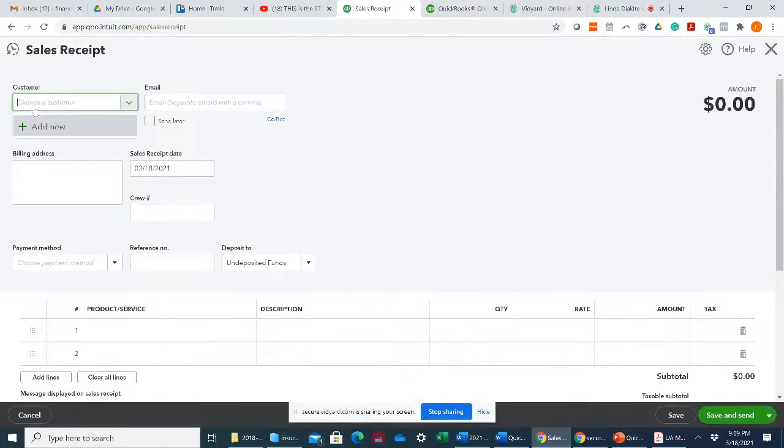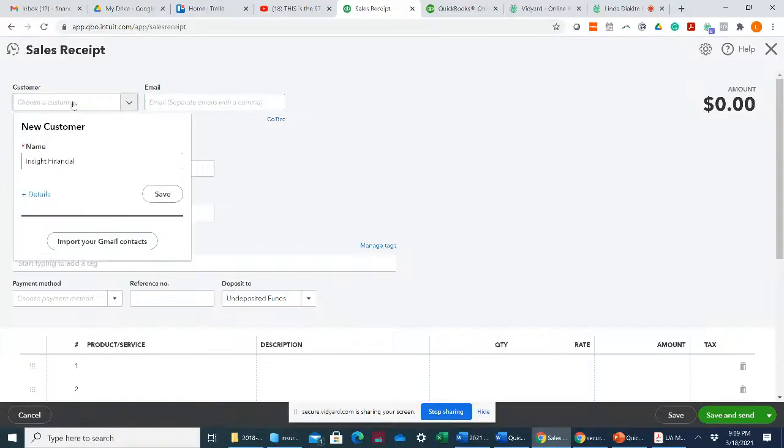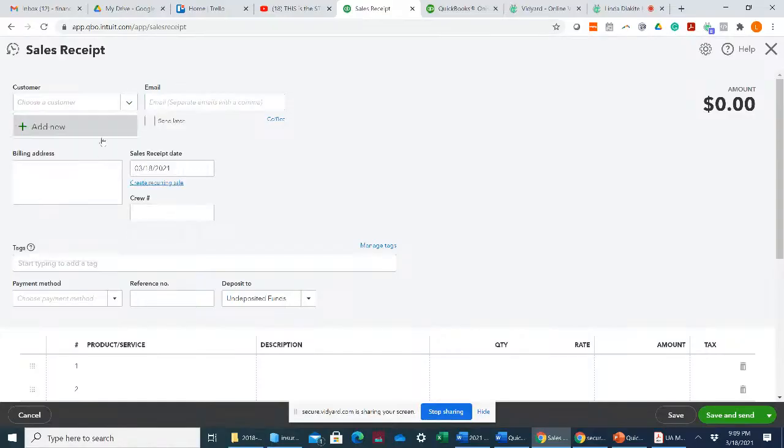Similar to an invoice, you have to put in the customer. I'm just going to make up a customer. Sometimes QuickBooks is real finicky about that, so I'm going to click Save. One thing I do want to point out is that this is actually my business name.